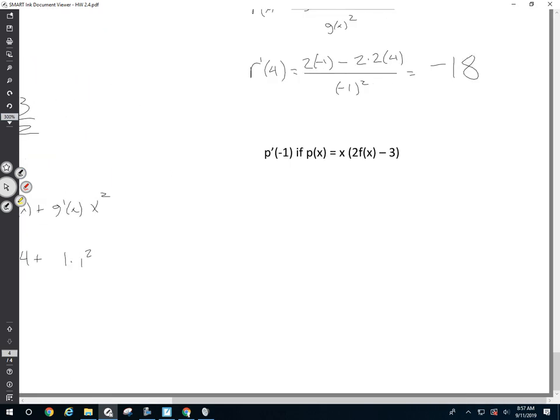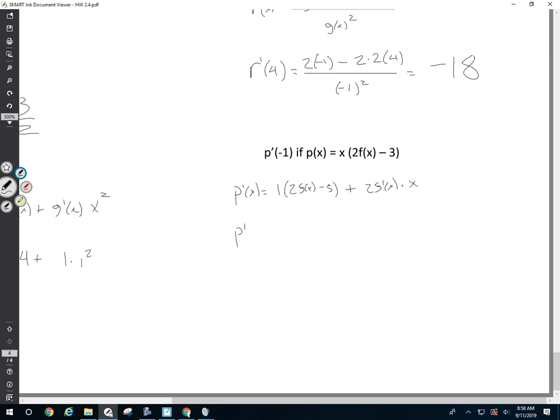All right, distribute first, don't distribute, up to you. I'm not going to distribute, I'm just going to use the product rule right away because I know the derivative of x is just 1. Derivative of the first piece times the second, plus the derivative of the second piece. Derivative of 2f of x is 2f prime, the derivative of 3 is 0. So the derivative of the second piece is 2f prime times the first.